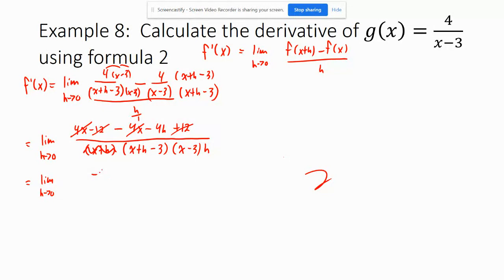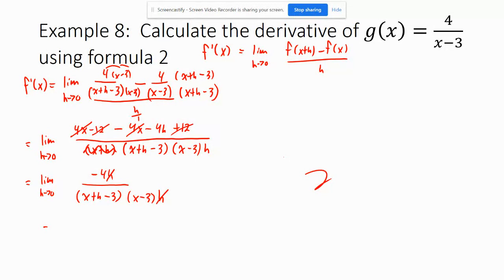And I get negative 4h over (x + h − 3)(x − 3) times h. And these h's cancel out. Okay. Now again, this is the goal for Formula 1. We want to get rid of this h, so now I can plug in an h in for everything else.